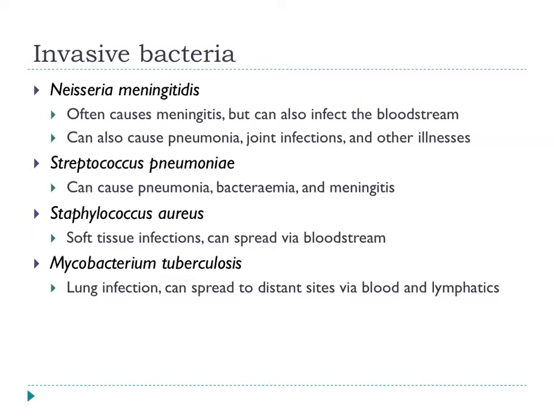So actually there's a mistake on this slide. I don't know how that's happened, but I'm talking rubbish here because Neisseria meningitidis doesn't cause pneumonia. I've obviously cut and pasted across from somewhere. I'm just reading this without even thinking. No, Neisseria meningitidis can cause joint infections, but it doesn't tend to cause pneumonia. That would be vanishingly rare. Staphylococcus aureus causes soft tissue infections and spread via the bloodstream, and TB is a lung infection.